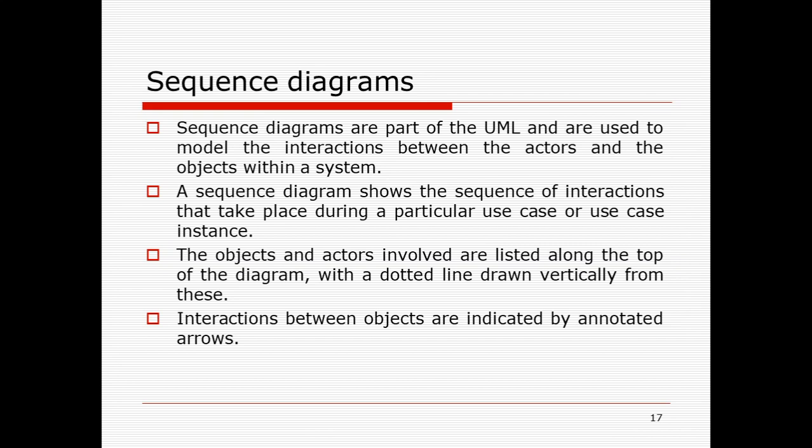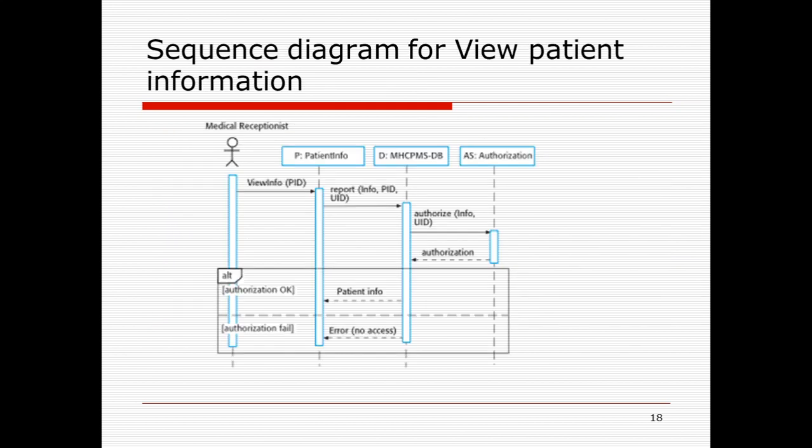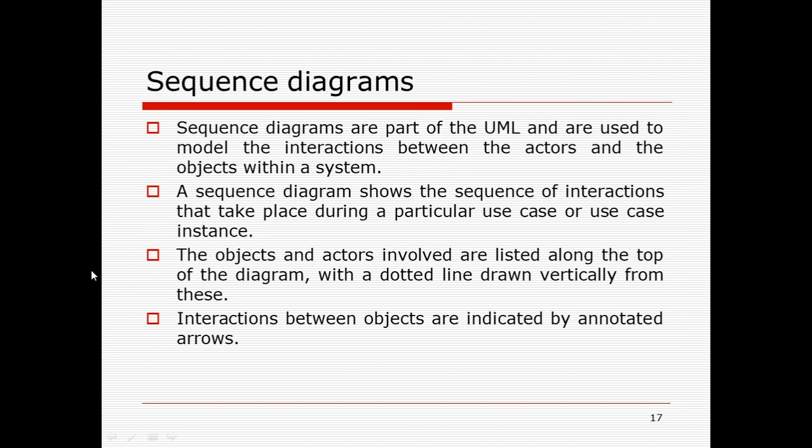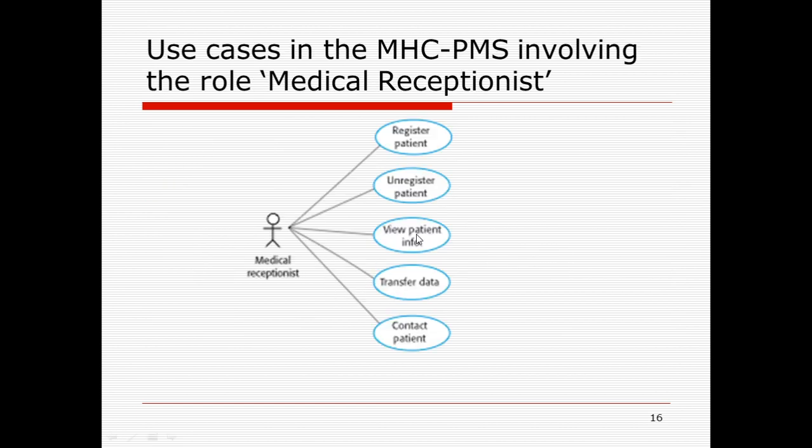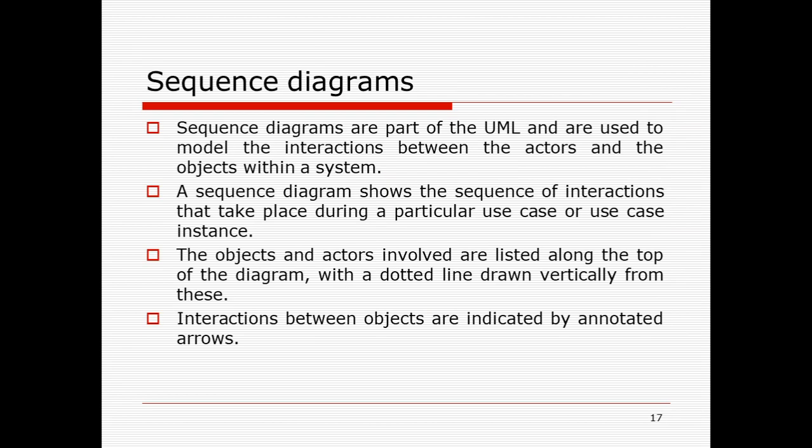So interaction between objects are indicated by some annotated lines, annotated arrows. So here is a sequence diagram that shows the view patient information use case. So here the use case is view patient information. This particular sequence diagram corresponding to this view patient information is shown in this particular diagram.